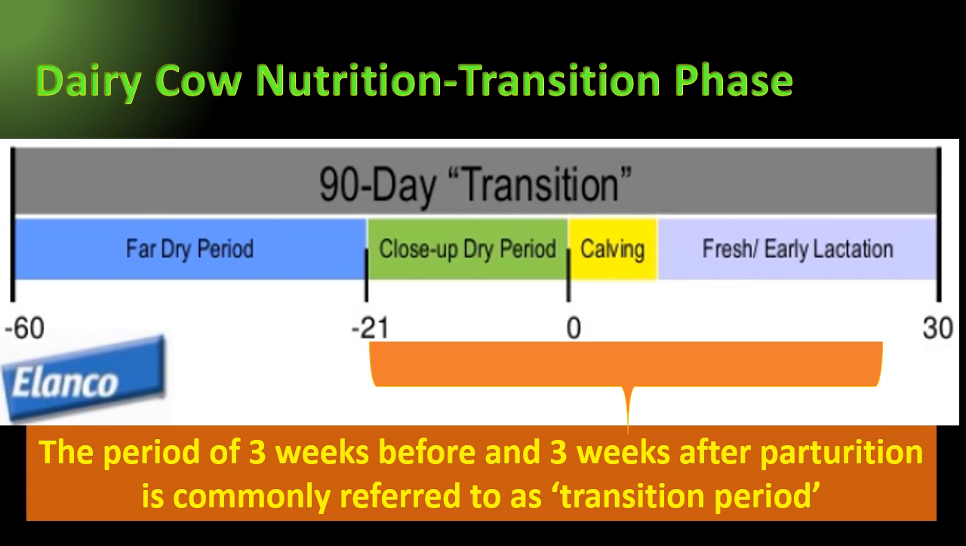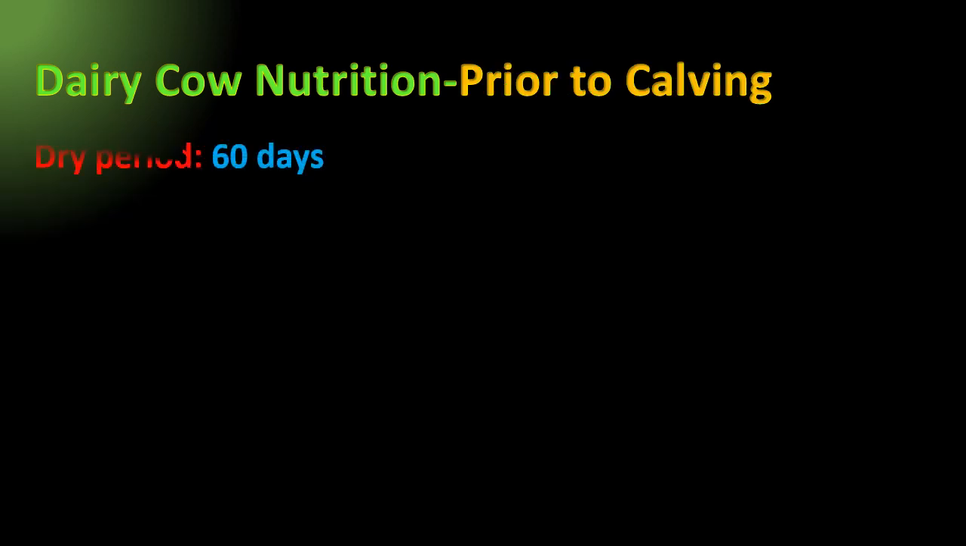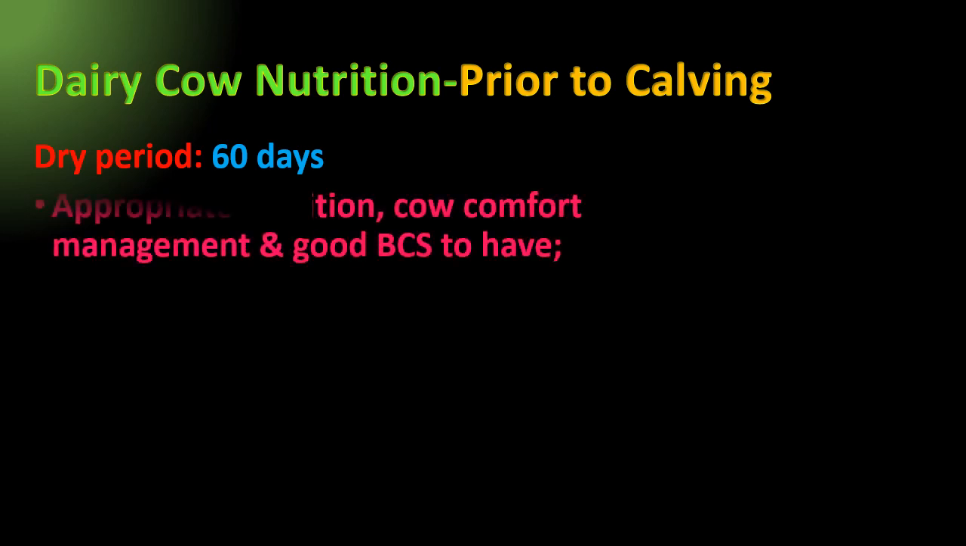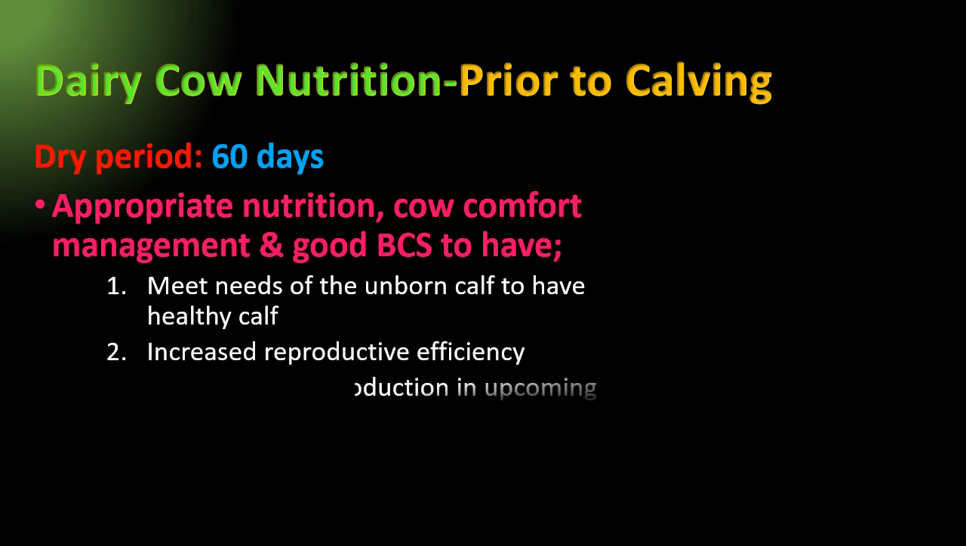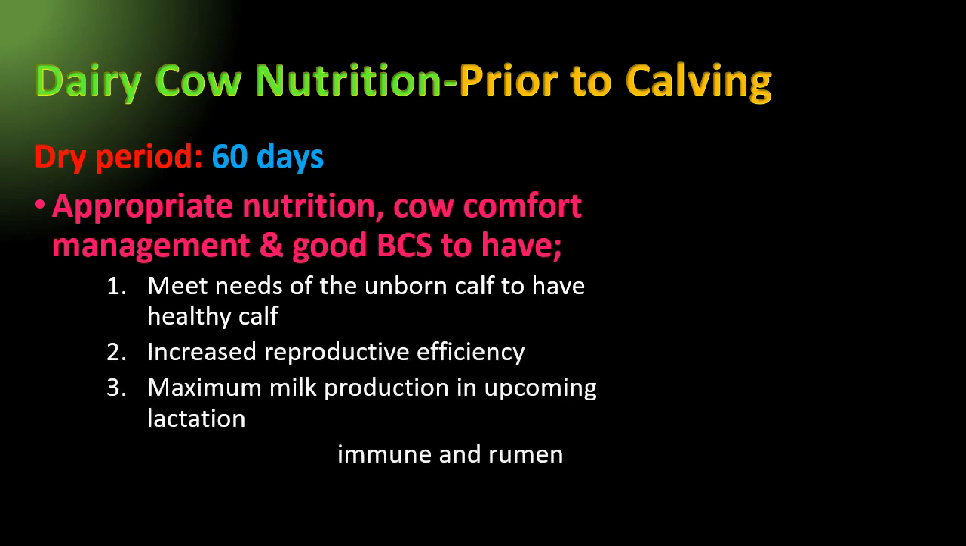Feeding of animals prior to calving. Dry period is usually 60 days. Proper management and nutrition of the cow transitioning into lactation is very important for obtaining a healthy calf, increased reproductive efficiency, and optimal milk production in the following lactation. These can only be achieved by feeding a balanced diet, providing good housing to the animal so that it feels more comfortable, and having the animal with a good body condition score before and after calving.